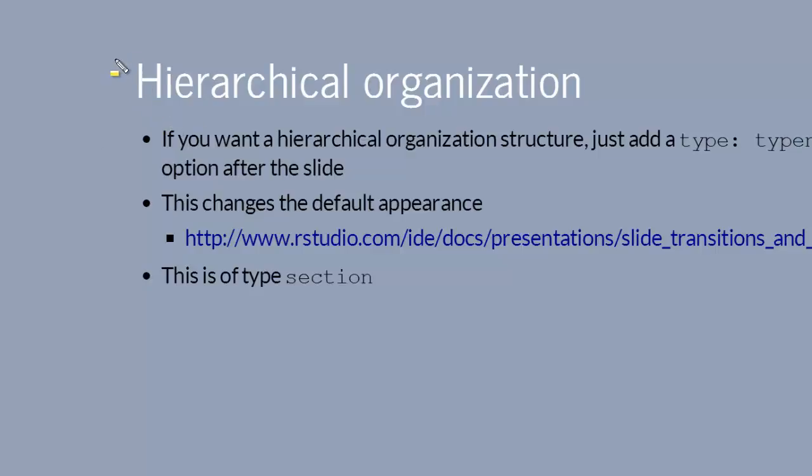RStudio Present has a nice built-in hierarchical organization tool. So there's several types, like section, subsection, that sort of thing. So right after a slide, if you do the kind of YAML type code that says type equals type name, I'm sorry, it's getting truncated a little bit here. But if you do type equals type name, then it'll create the slide style for that level of organization.